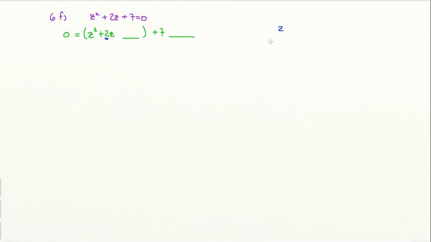So the 2, divide that by 2. 2 divided by 2 is 1. 1 squared equals 1, so I'm going to be adding a 1 inside. And since I've added a 1 to the equation, which means I changed it, I have to do the opposite and take it away as well. I can factor the stuff inside the brackets, and that should be a perfect square.